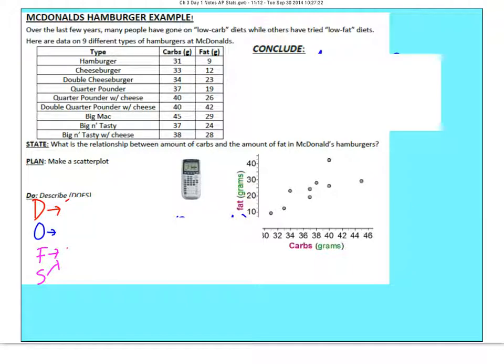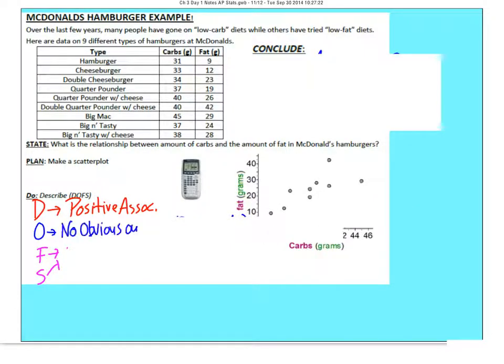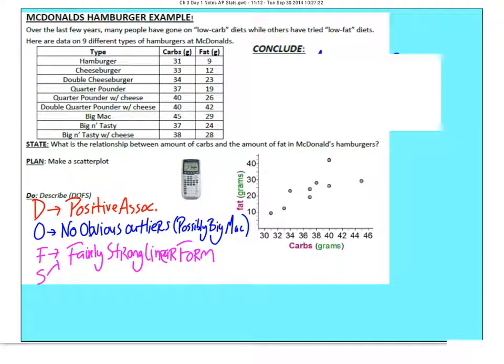So in terms of the direction, I would say there is definitely a positive association between carbs and fat grams in McDonald's hamburgers. In terms of outliers, do we see any obvious outliers? I would say not really. Possibly we have here the Big Mac that might be an outlier. Form and strength, I'm just going to do it one time together. I'm going to say for this that the form is a fairly strong linear pattern.